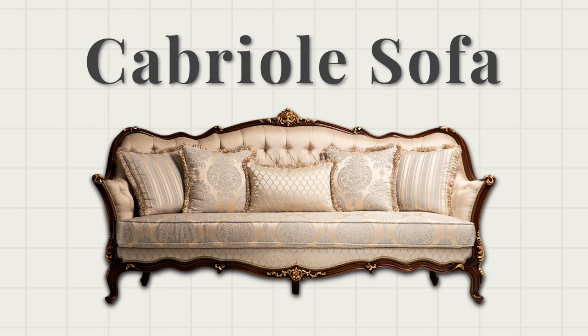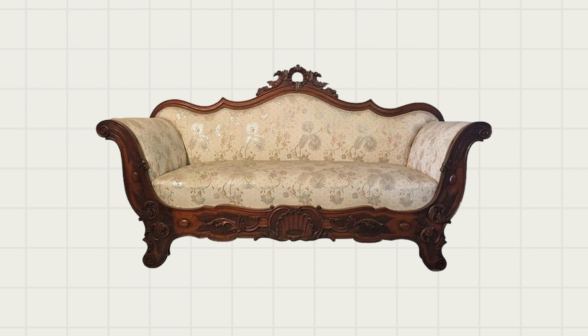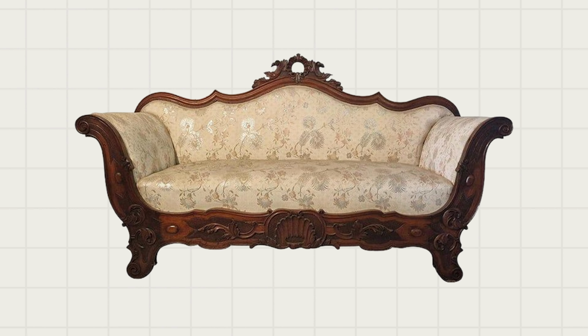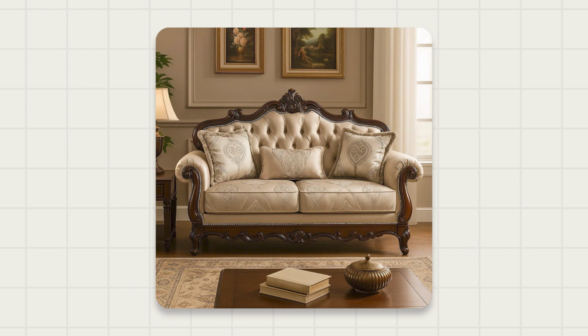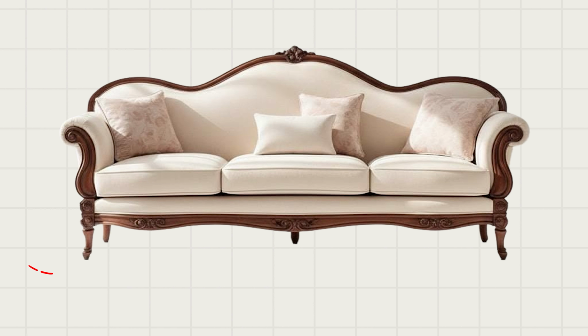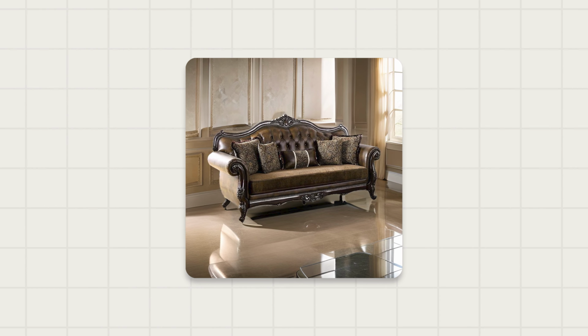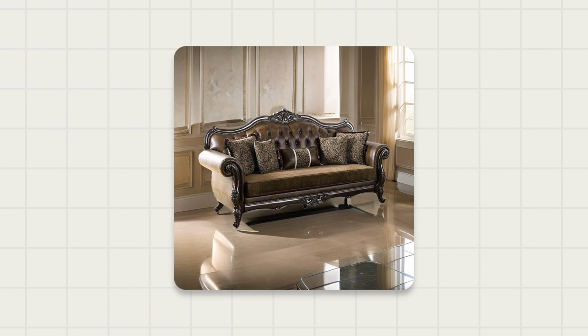Cabriole sofa. Cabriole sofas look very different from the structured sofa that we just talked about. Instead of straight lines, this design is all about curves. Cabriole sofas usually have S-shaped legs, a curved back, and arms that bend inward toward the seat. And all of these curves give the sofa a very elegant and decorative look.